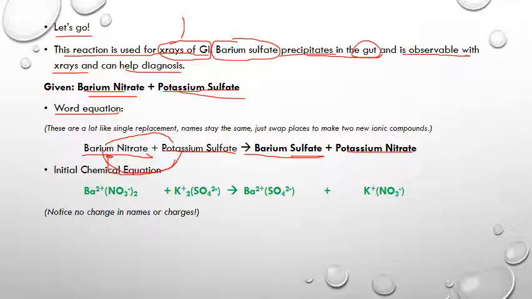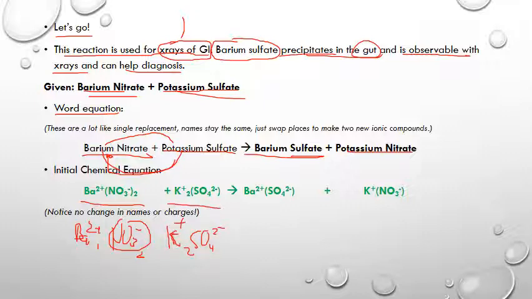Right now what we want to do is write out the chemical formulas. So you've got barium nitrate. It's Ba with a 2 plus charge. Nitrate, NO3 minus. Swap the charges. Crisscross, put 2 here and 1 here. And so you have barium nitrate. Potassium sulfate: potassium is K plus, sulfate is SO4 2 minus. Crisscross charges, put a 2 here. You could leave in parentheses or not.